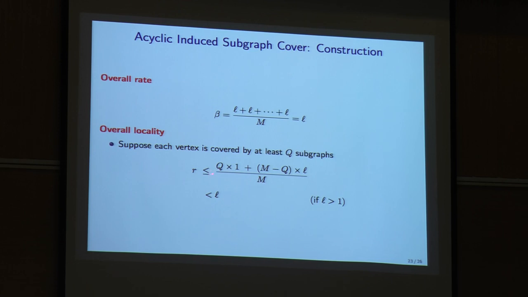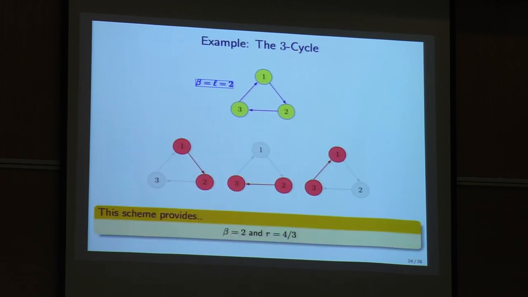Then you look at the locality at the vertex. For Q of the codes, you get locality 1. For the remaining, it's at most L, the worst case, and then you normalize by the number of time shares. So this will be strictly less than the worst case here. So you can reduce locality without paying in terms of rate. So this is the last slide.